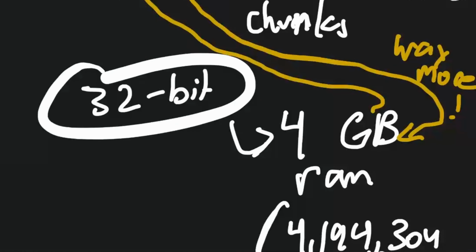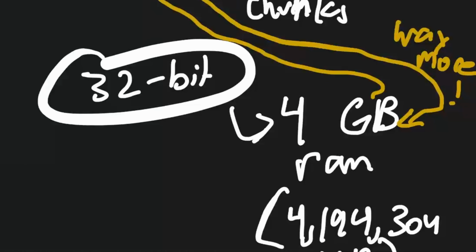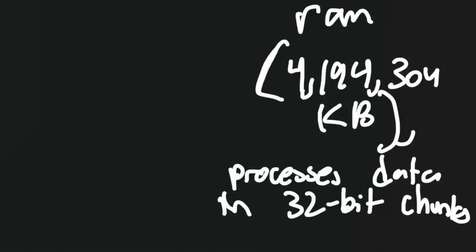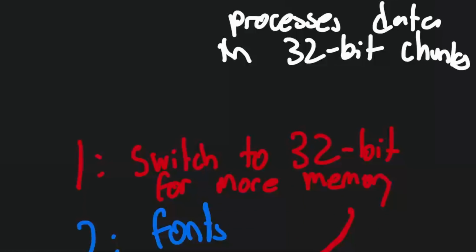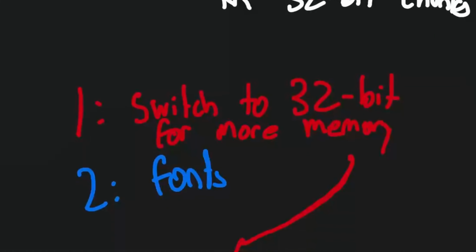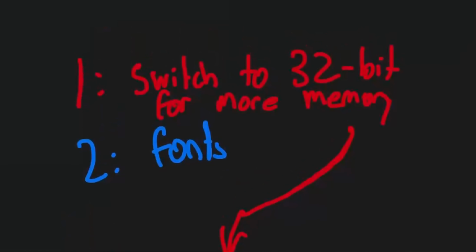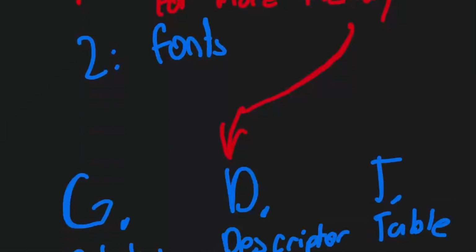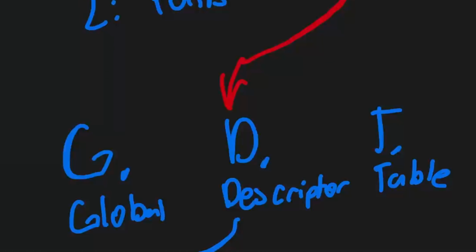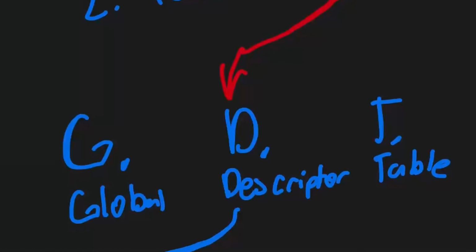But if we switch to 32-bit, we get 4 gigabytes of RAM, which is way more. And then we also get to process data in 32-bit chunks. So we want to switch there for more memory and then do fonts. But first of all, how do we even switch to 32-bit mode? And we do that via a GDT, a global descriptor table.